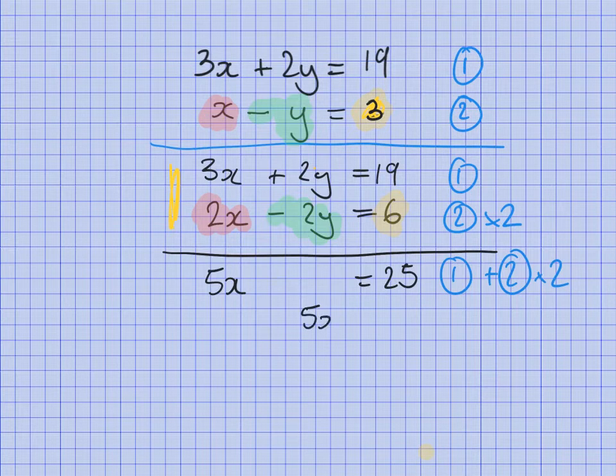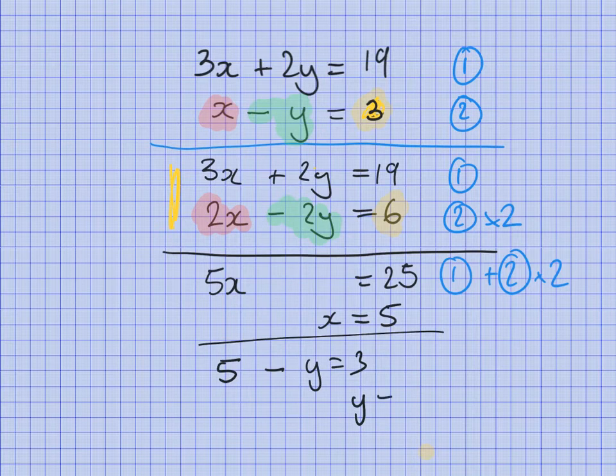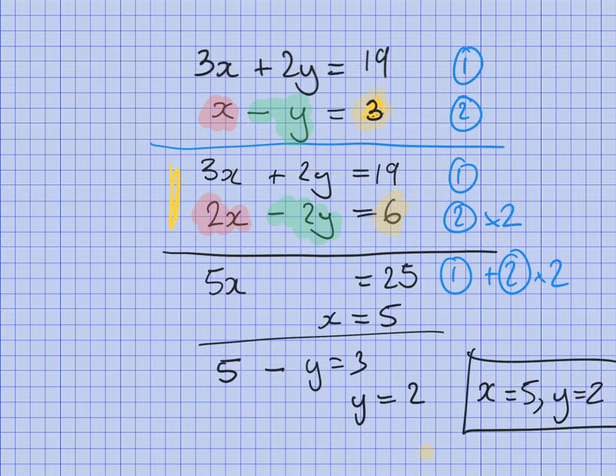Divide both sides by 5, we get 1x equals 5. Okay, we're not finished, of course, because now we need to find out what the y value is. I'm going to substitute this back into the original number 2 equation. So 5 minus y equals 3. It's obvious that y equals 2. So then I can say x equals 5, y equals 2. That's my final solution right there. That's the answer we're looking for. Remember that the working is as important as getting the right answer at the end. Showing how you got the answer is vital.